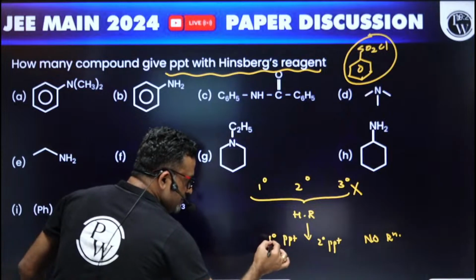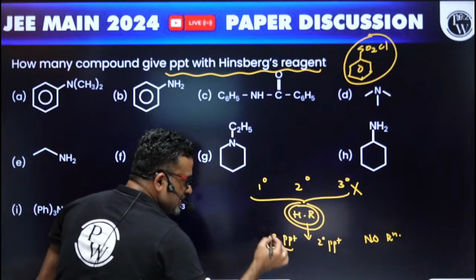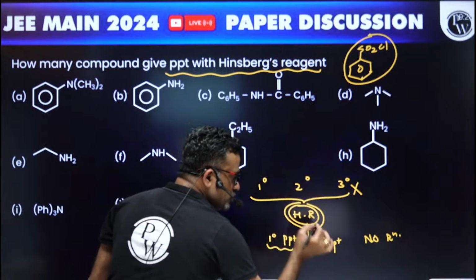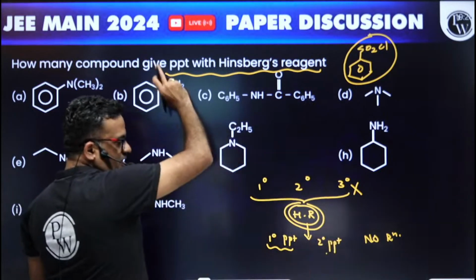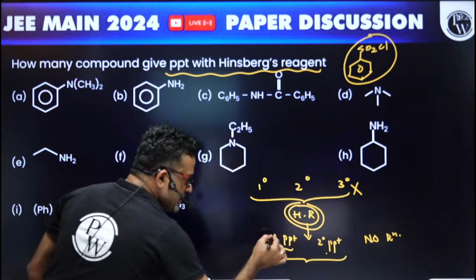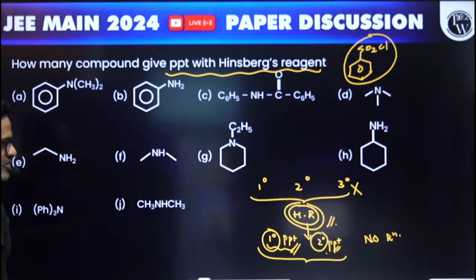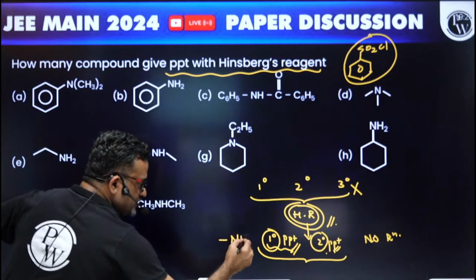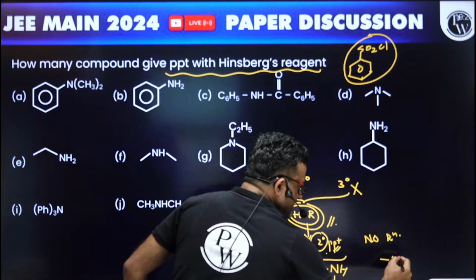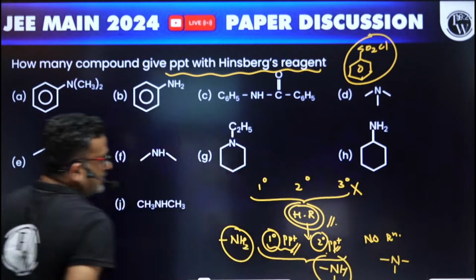Is that clear? Primary amine would give you precipitate with Hinsberg's reagent, but it is soluble in alkali. Secondary amine would give you precipitate which is insoluble. But they have not asked anything about solubility or insolubility. Definitely a precipitate is given by both primary amine and secondary amine with Hinsberg's reagent. The primary amine functional group is NH2, the secondary amine functional group is NH, and the tertiary amine functional group is N. So we should look for only NH2 and NH, not N.